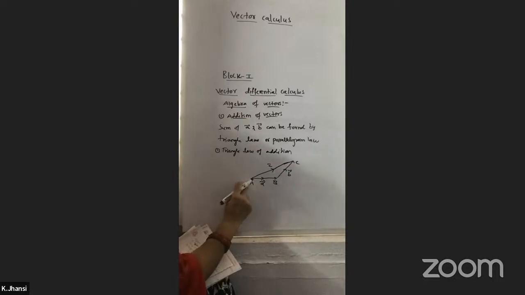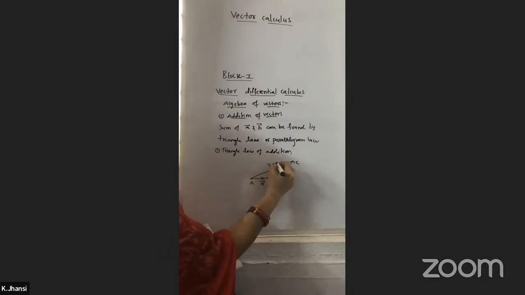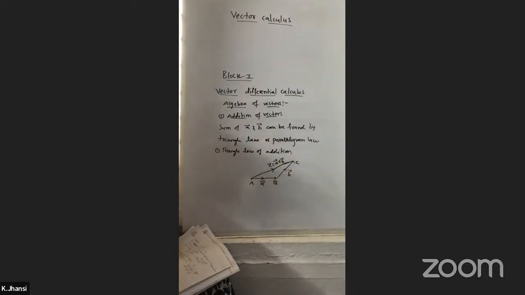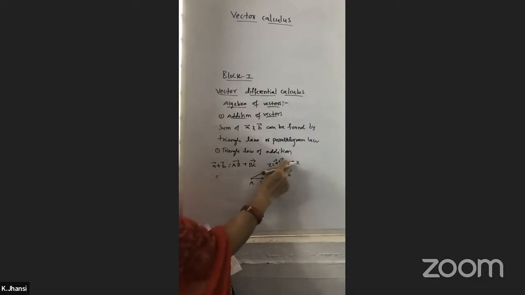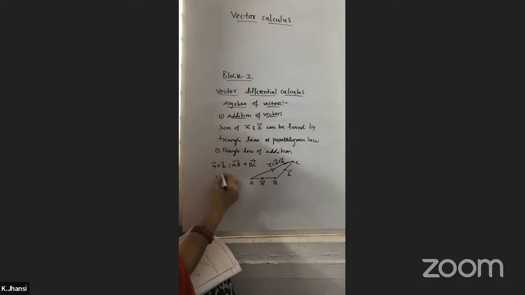Here A to B is vector A and B to C is vector B. So whatever C represents, we can write C equals vector A plus vector B. This is the triangle law of addition. That means vector A, which is A to B, plus vector B, which is B to C, if you combine these two, you will get this distance only. So that is equal to AC.